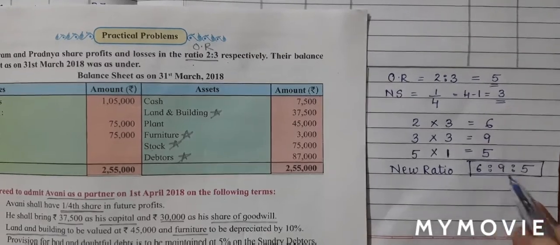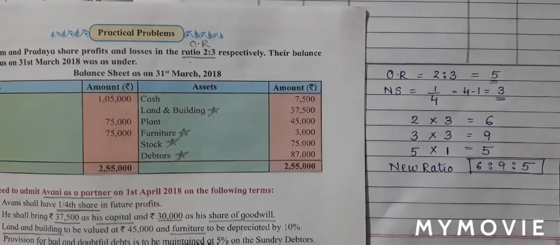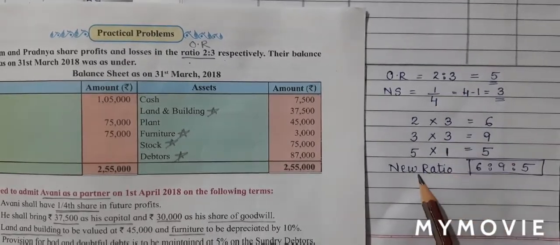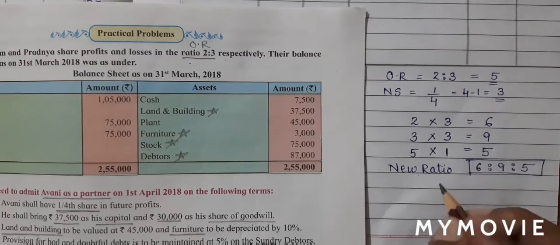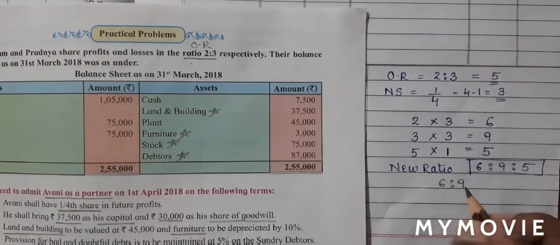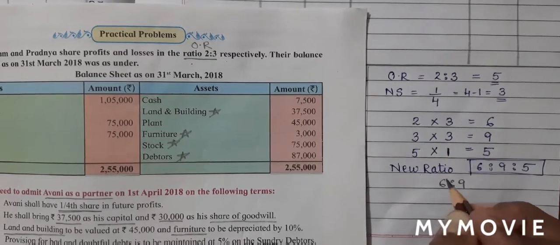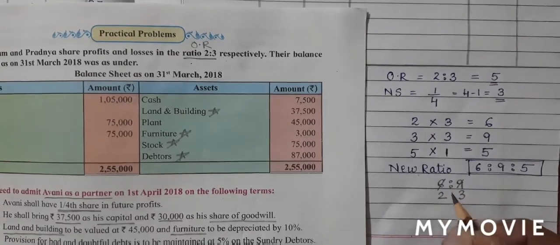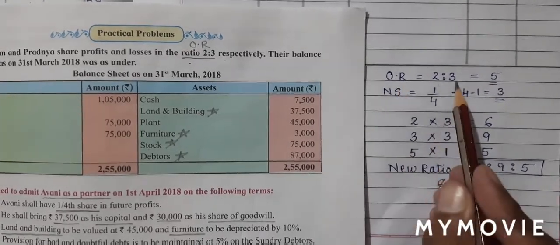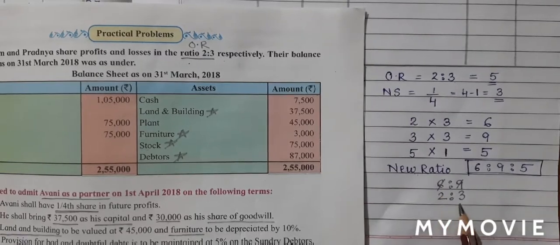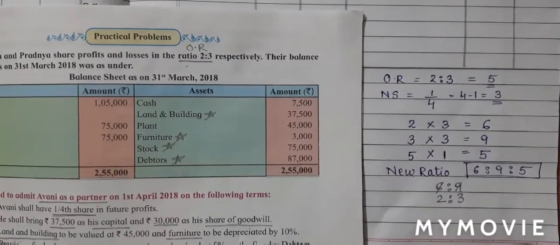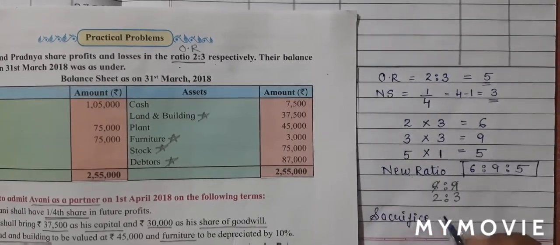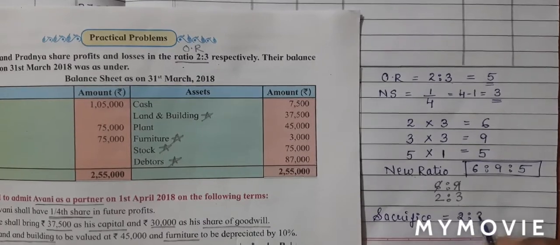Now as you know that sacrifice ratio is only calculated for old partners. So let us only focus on old partners. Our old partners' ratio is 2:3. That's my old ratio. And new ratio is 6:9. So I'll just write it down, 6:9. And I can still reduce it, right? So 3 2s are 6 and 3 3s are 9. So if you look at this, students, my old ratio is 2:3. My new ratio is also 2:3. Which means my sacrifice ratio will also be 2:3.